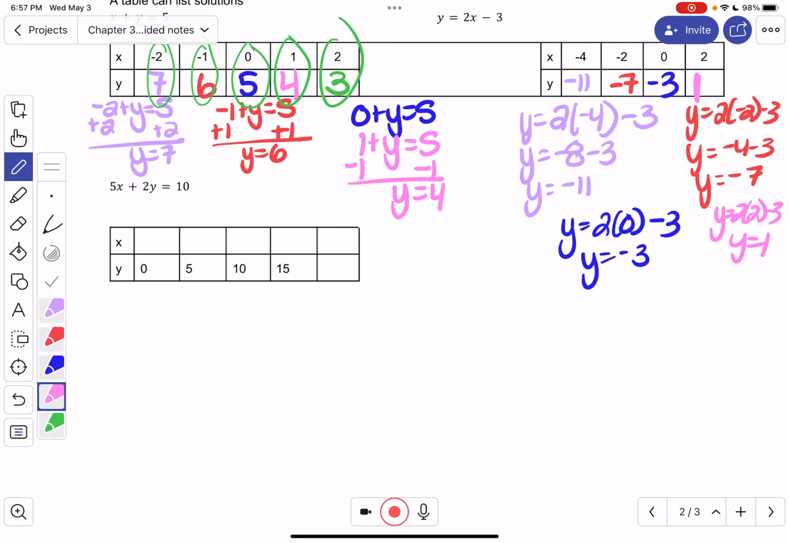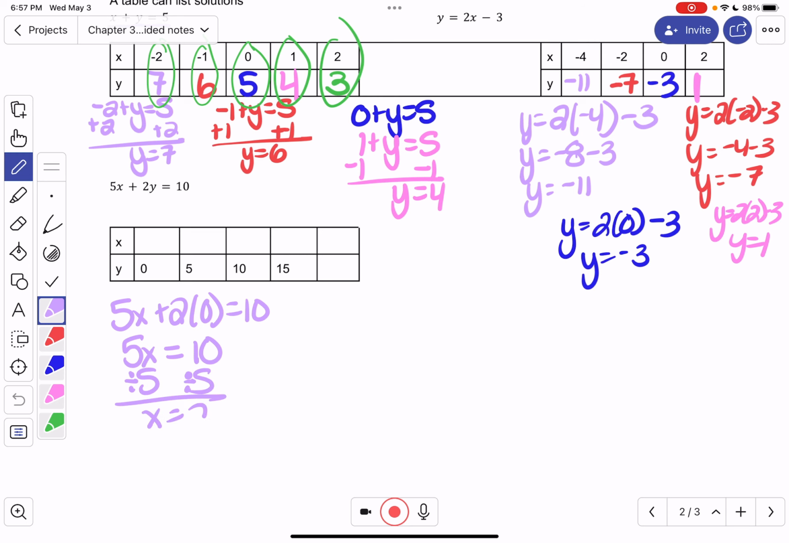Last one on this page. This time they give us the y's. We do the same exact thing. We're just plugging them in for y's. So 5x plus 2 times 0 equals 10. Well, 2 times 0 is 0, so that's going to go away. 5x equals 10. To undo the multiplication, we divide by 5. x equals 2.